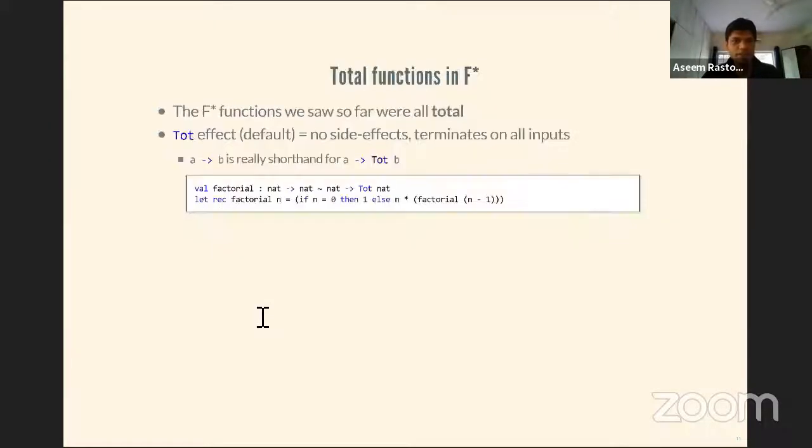The functions that we have seen so far in F* are total functions, meaning that these functions do not have side effects. They are pure mathematical functions, and they terminate on all inputs. They don't have a sophisticated precondition or postcondition. They're just pure mathematical functions that terminate. In F*, these functions are annotated using the annotation Tot, but a -> b is really a shorthand for a -> Tot b. So the type of factorial that we wrote, nat -> nat, could also be written nat -> Tot nat, and these two are equivalent. I'm pointing out total functions because later on we'll see that not all functions need to be total. We'll see pure functions that may have non-trivial preconditions, or we'll also see stateful functions that manipulate state.